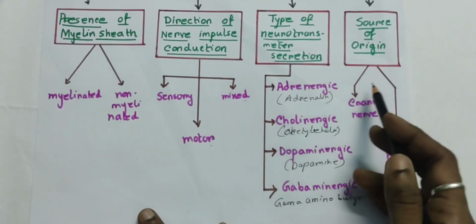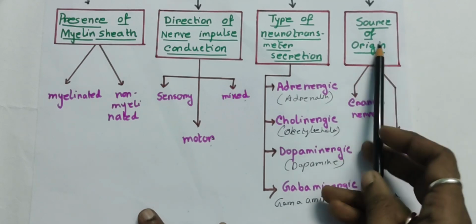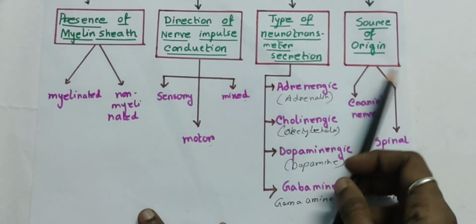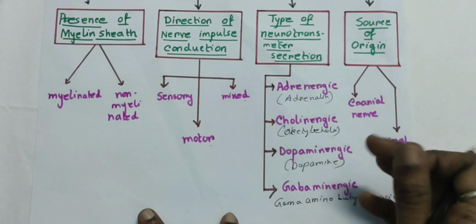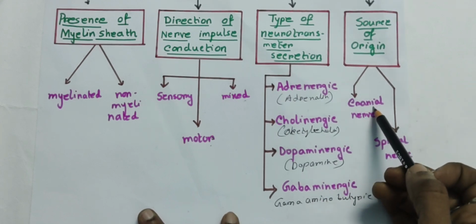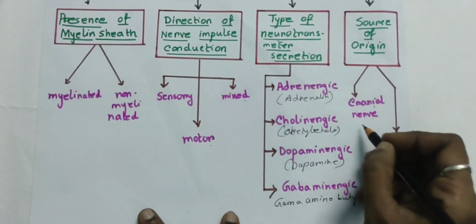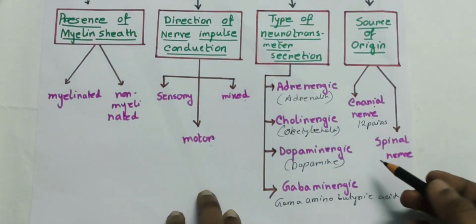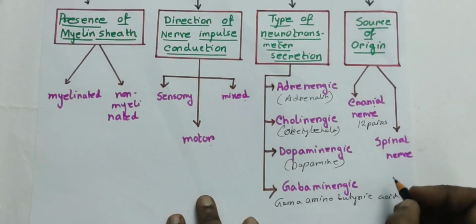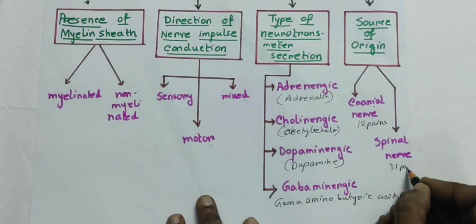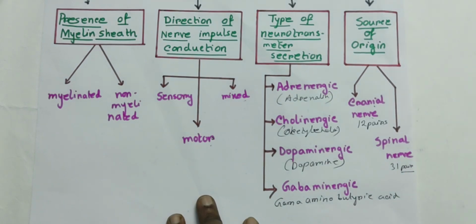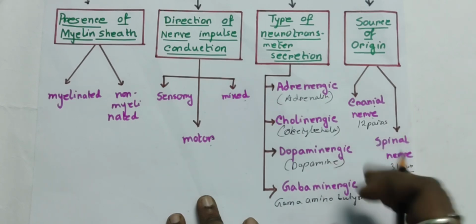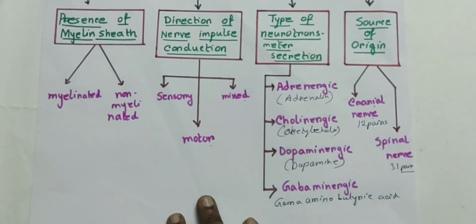Now the last one is the source of origin. From where the nerve originates. If it's from the cranium, then it's called the cranial nerve. It is of 12 pairs. And spinal nerves, it is of 31 pairs. Let's see how the cranial nerves and spinal nerves originate from their respective locations.